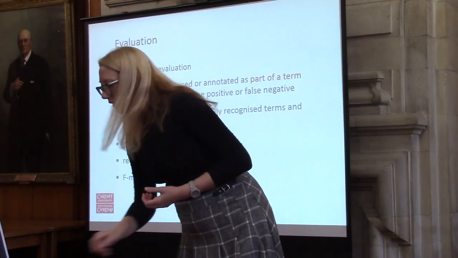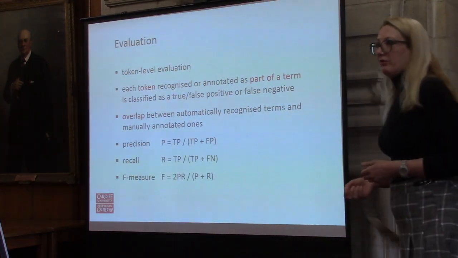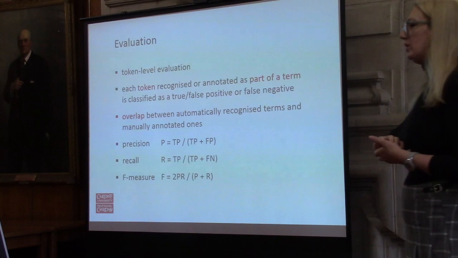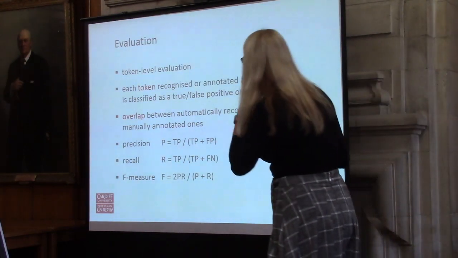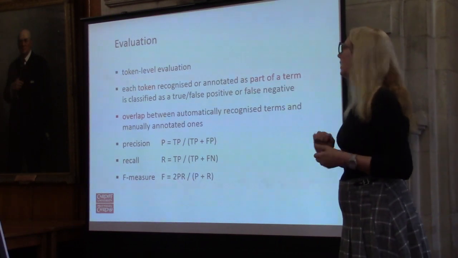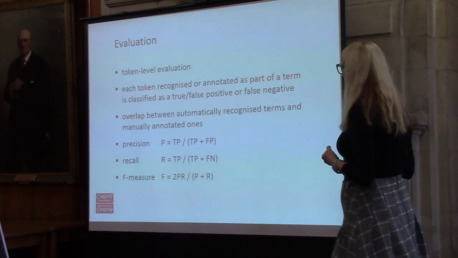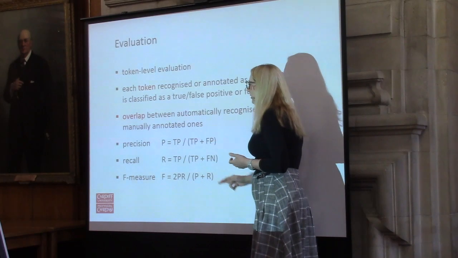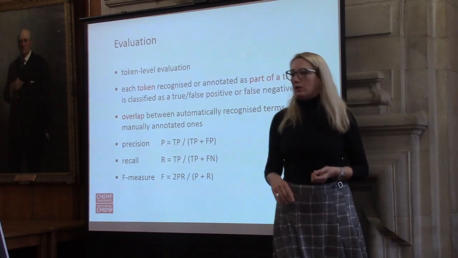To take this into account, we perform token level evaluation, where we effectively measure the overlap between recognized terms and those manually annotated in a corpus. And we just use traditional measures of precision, recall, and F measure.